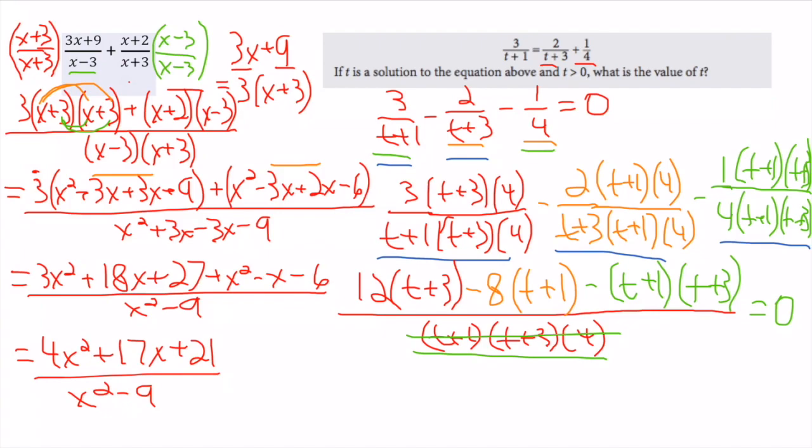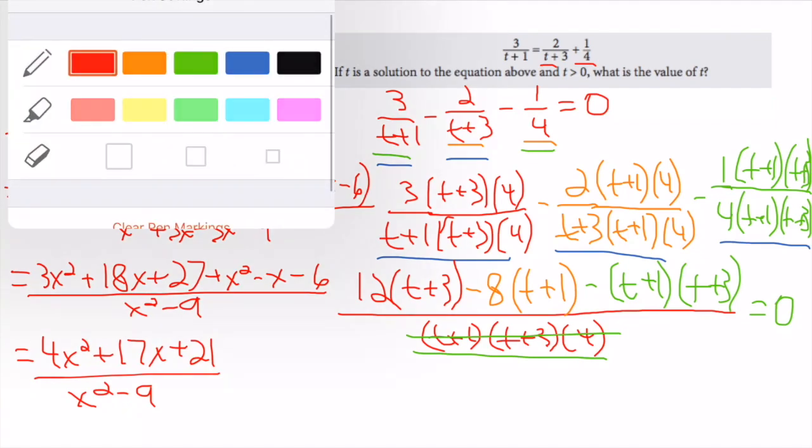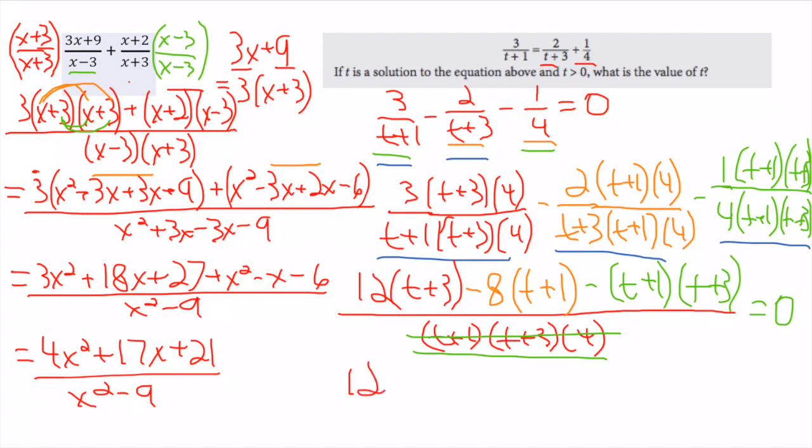Okay, so now I'm just left with the top part. Okay, so I have 12t plus 36 minus 8t minus 8. And when I FOIL out the green part, I have minus t squared plus t plus 3t.